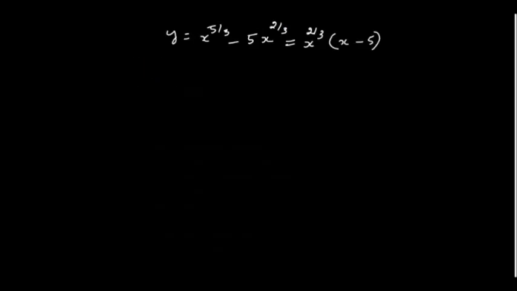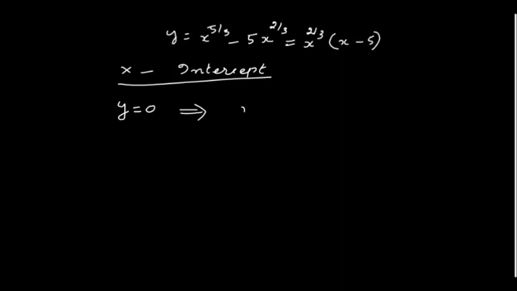First step, x and y intercepts. Let us find the x intercept. To find the x intercept, we have to give y equal to 0. Y equal to 0 implies x raised to 2 by 3 into x minus 5 should be equal to 0. So this implies x should be equal to 0 or x equal to 5.